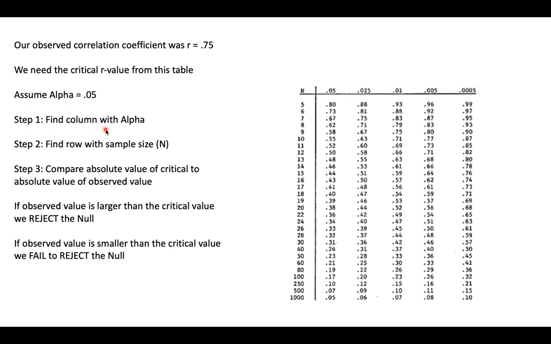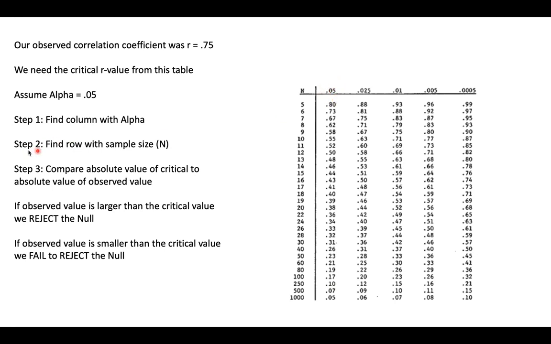Step 1 is to find the column we need. So we need 1, 2, 3. Oh, I'm sorry. I was doing 0.01. I said 0.05. So we need the first column. My bad. We're going to be working out of this column. So we know our critical value is somewhere here.